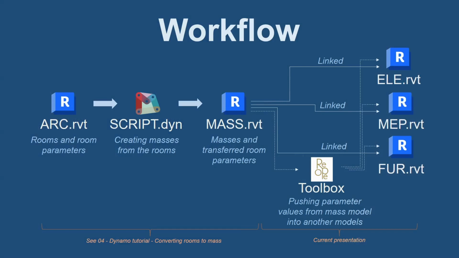However, before we jump into the Revit workflow, as a reminder, if you remember, we had created our mass model through a Dynamo script, and we transferred our parameters to this mass model. For the second part in this video, we are going to link the mass model into our models, which in this case would be my furniture model. And I'm going to use Toolbox plugin to push the parameter values from the mass model into the furniture. So let's jump to it.